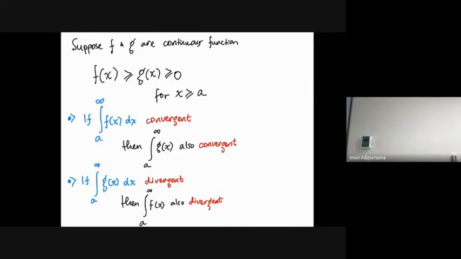If I have h(x), another function, and I can integrate this u(x) dx, for example, if this u(x) is greater than the h(x), and if this is convergent, then based on the first theorem here, if f is greater than g, and if f is convergent, then g is also convergent.